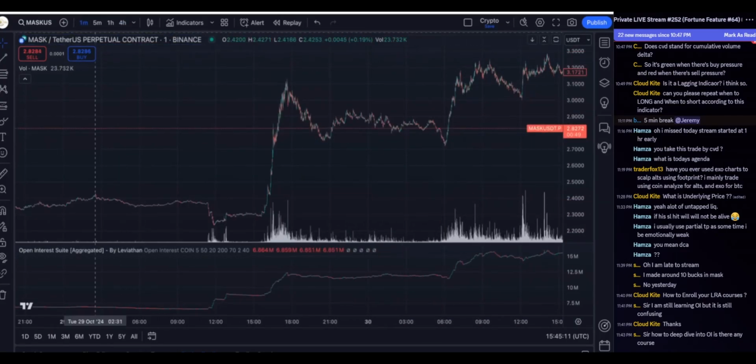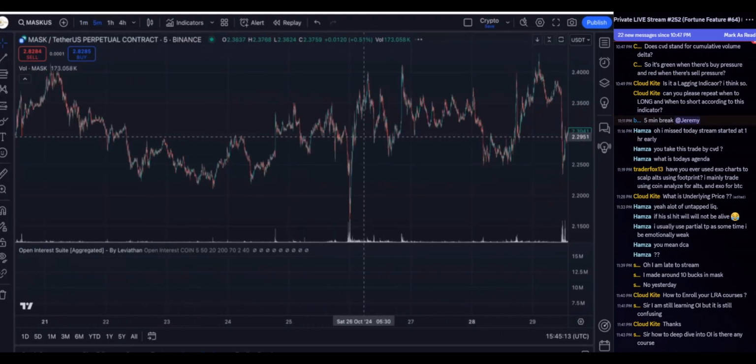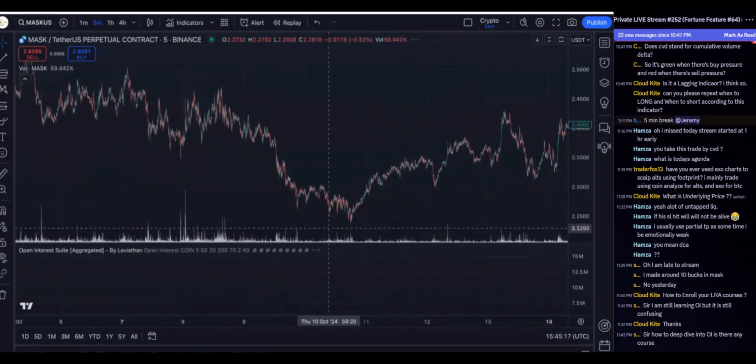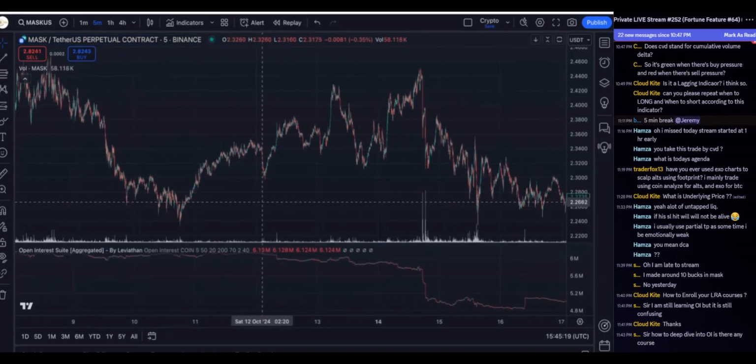But at the same time, this is how you practice, guys. Go on the 5-minute. After you go to the 5-minute time frame, scroll all the way back, as far back as you can if bar replay isn't working. Go look at open interest.